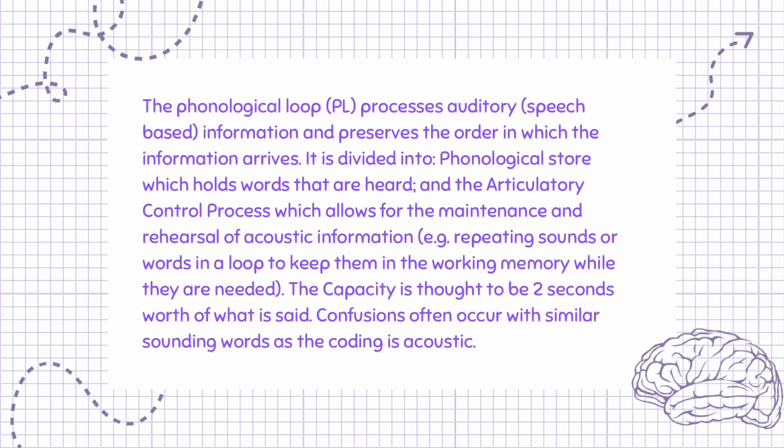The phonological loop, PL, processes auditory, speech-based information and preserves the order in which the information arrives. It is divided into phonological store, which holds words that are heard, and the articulatory control process, which allows for the maintenance and rehearsal of acoustic information, e.g. repeating sounds or words in a loop to keep them in the working memory while they are needed. The capacity is thought to be 2 seconds worth of what is said. Confusions often occur with similar sounding words as the coding is acoustic.